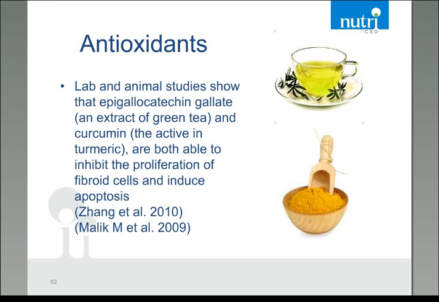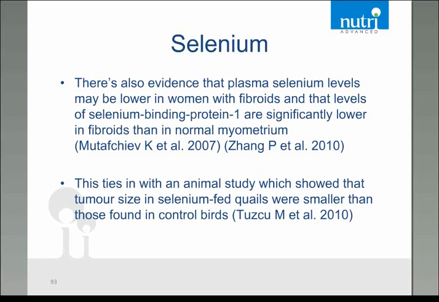Lab and animal studies show that EGCG, so the extract in green tea, and curcumin, the active in turmeric, are also able to inhibit the proliferation of fibroid cells and induce apoptosis. So we've got both those going in through our diet, and again, you could look at additional supplementation.